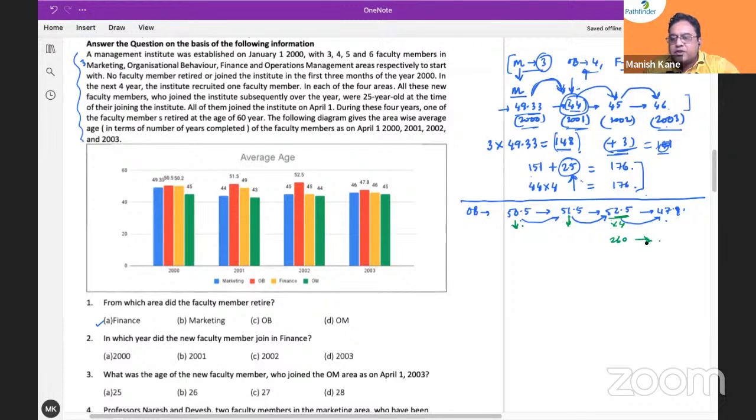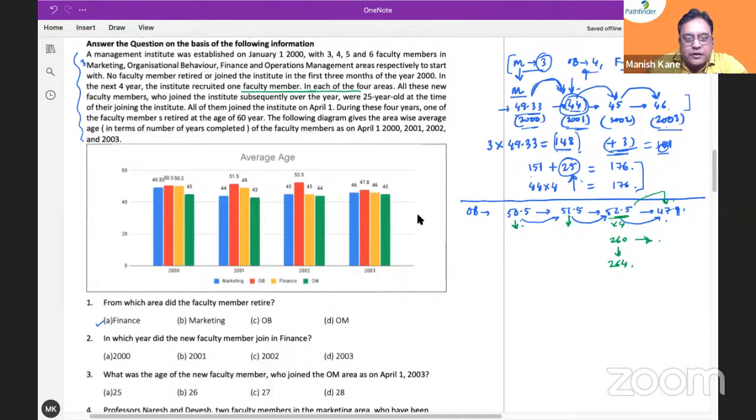और 260 अगर यही 4 लोग हुए, अगर यही 4 लोग हुए, तो अगले साल इनका एज कितना होना चाहिए? 264। पर यहां पे तो ये डिक्रीज हुआ है। डिक्रीज हुआ है का मतलब क्या है? या तो कोई नया आया या कोई 60 साल का चला गया, करेक्ट। Either somebody new has joined or, but see, nobody has joined in the year 2001 and 2002 nor 2000, and it is told that in each of the 4 areas one new faculty member has been recruited.